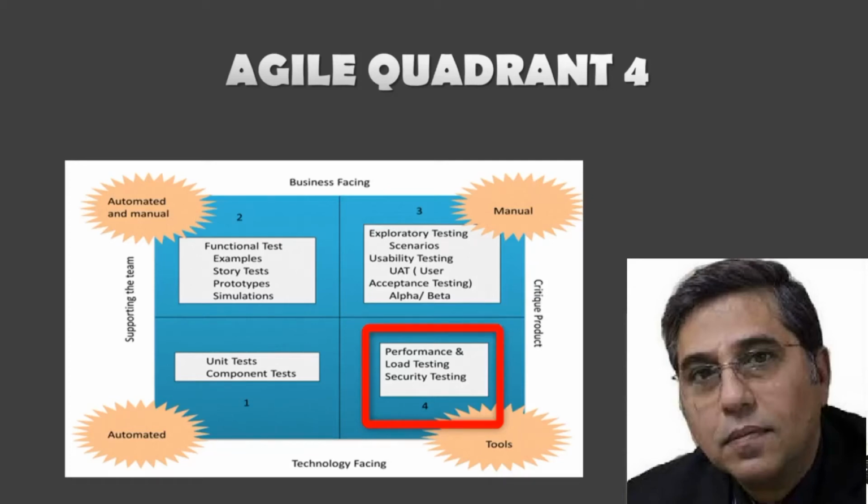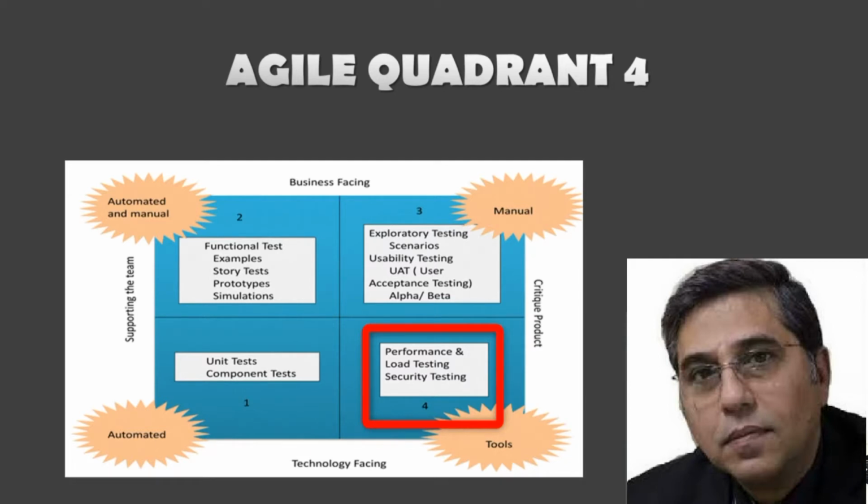Agile Quadrant 4. This quadrant concentrates on the non-functional requirements such as performance, security, stability, etc. If we know the requirements for the performance, security, interaction with other systems, and other non-functional attributes before we start coding, it is easier to design and code with that in mind.